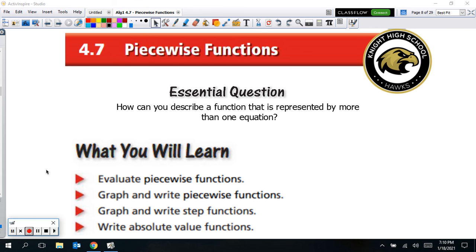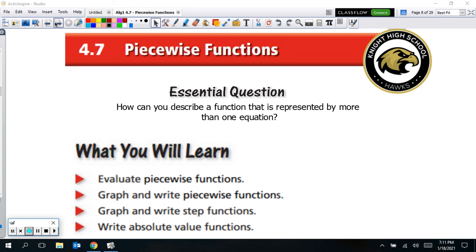Well, welcome back, Algebra 1 students. So we're going to be looking at piecewise functions in this lesson. Looking for pieces, we're looking at functions that are now going to be in pieces, and we're going to have to write a couple of functions in pieces. So we're evaluating piecewise functions, graphing them, writing them, and we're going to look at some things called step functions, which are very similar to piecewise functions.